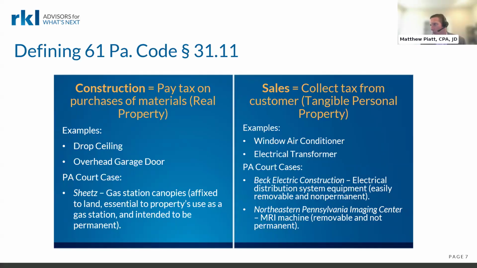On the other end of the spectrum here, we see some cases where, like in Beck Electrical, we see electrical distribution system equipment. And the key facts there were that it's easily removable and non-permanent. So kind of the flip side there, those type of facts, something's non-permanent, easily removable, that's going to make it more tilt towards tangible personal property. Northeastern Pennsylvania Imaging Center, they were dealing with MRI machines in that case.